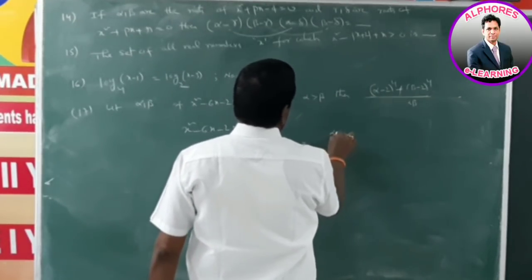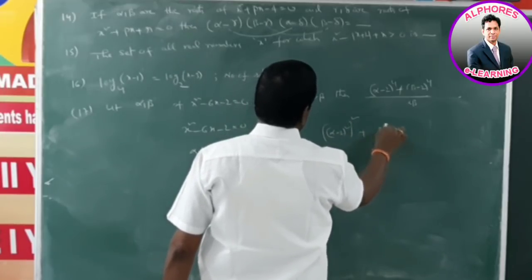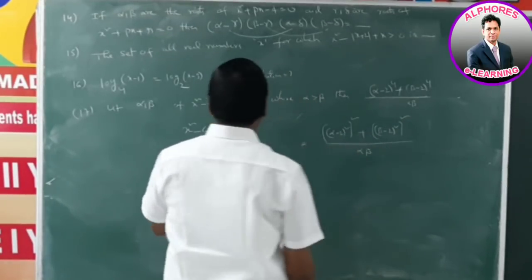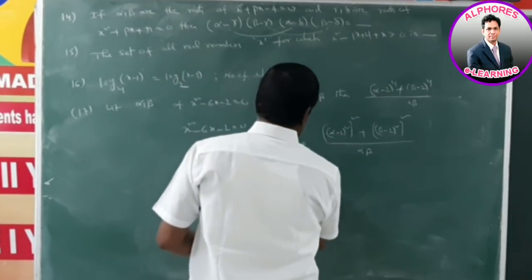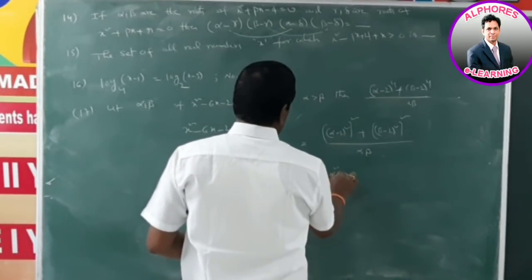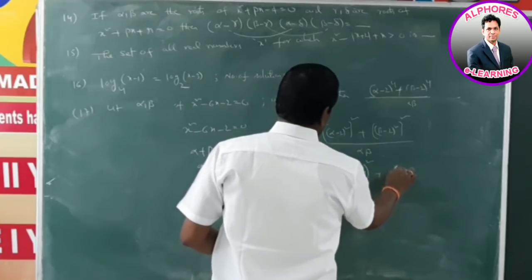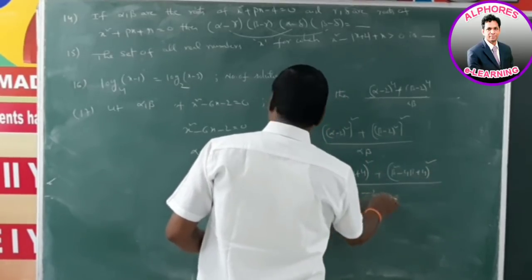Alpha minus 2 whole square plus beta minus 2 whole square, by alpha beta. Actually alpha beta is equal to minus 2, so it can be replaced by minus 2. Next, alpha minus 2 whole square means alpha square minus 2 alpha plus 4 whole square, plus beta square minus 4 beta plus 4 whole square, by minus 2.